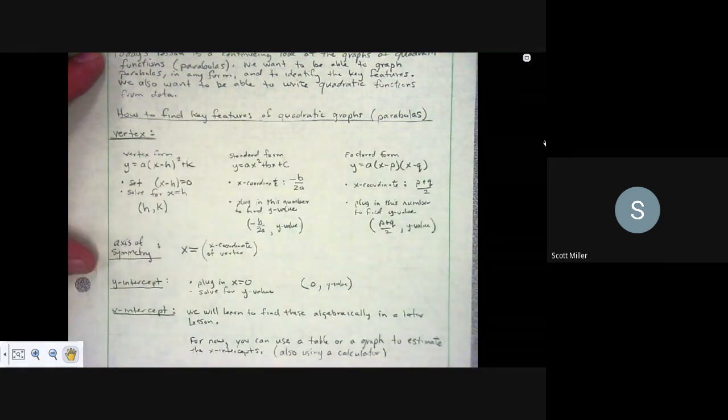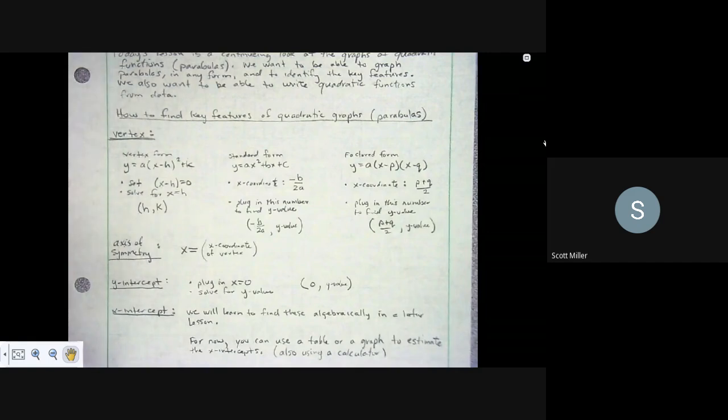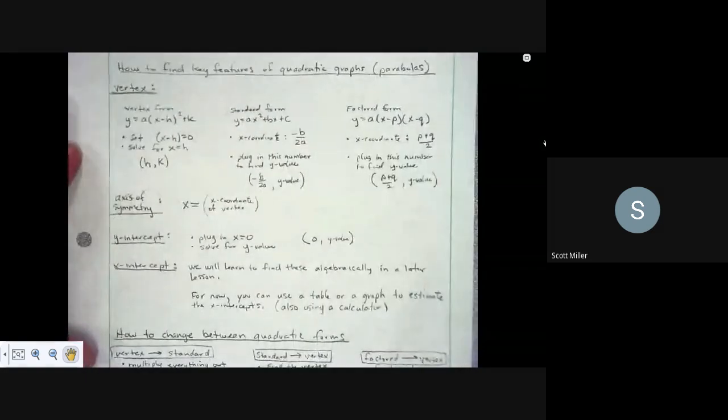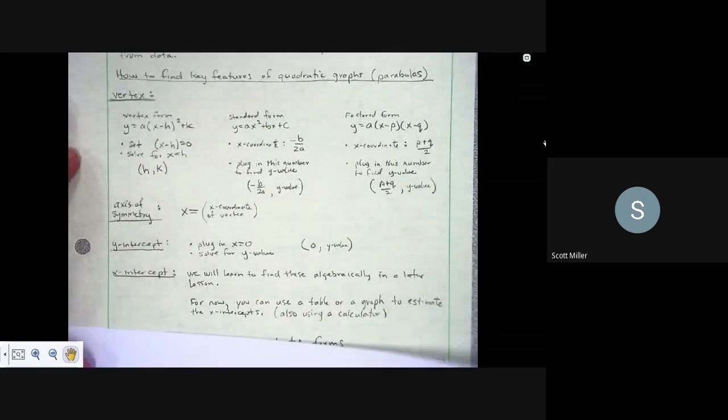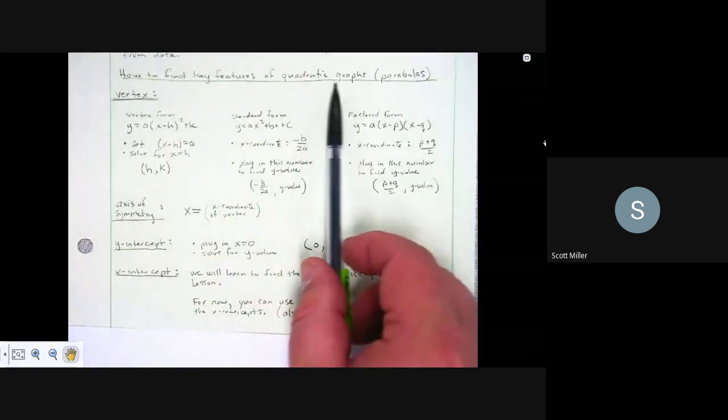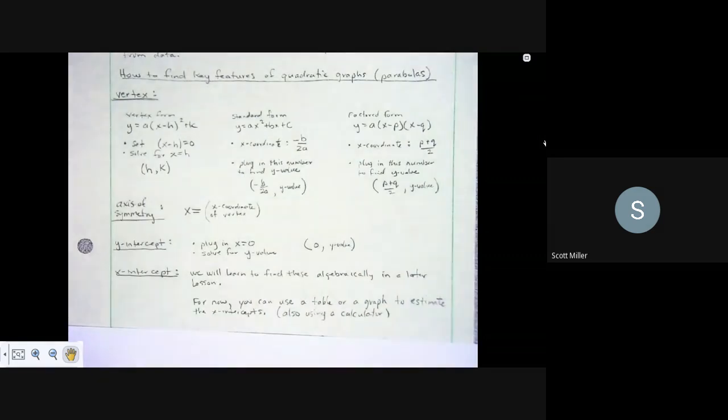Okay? So let's take a look at some things here I have. And I'm leaving it out here so you can see it, for those who want to. This is a recap of things that we've already done. We talked about this last time. So let's go ahead and take a look at this. How do I find the key features of quadratic graphs or parabolas?